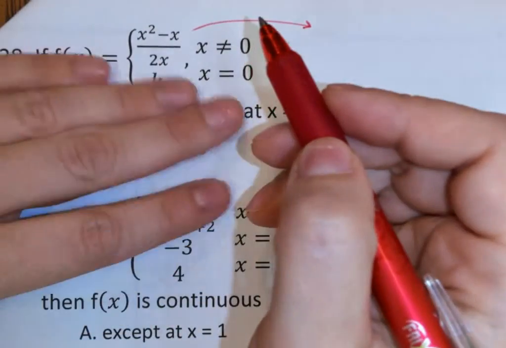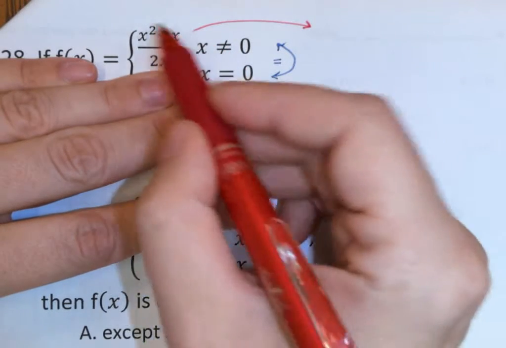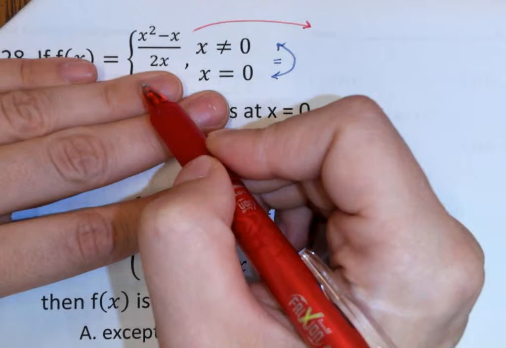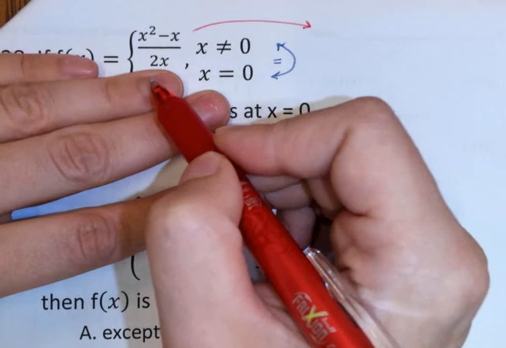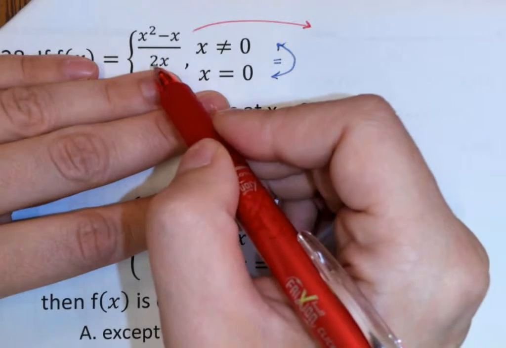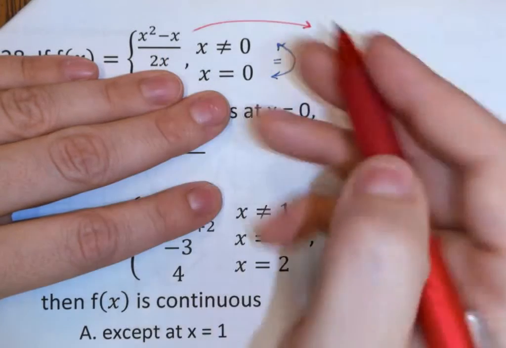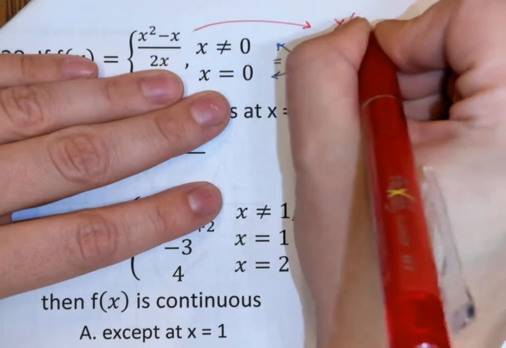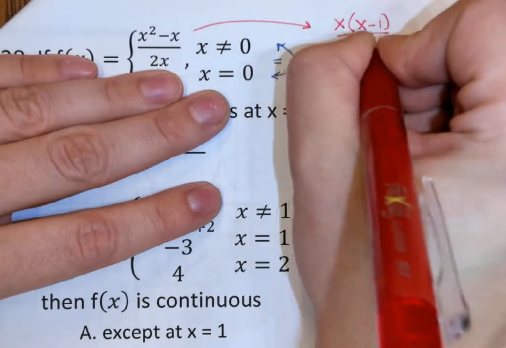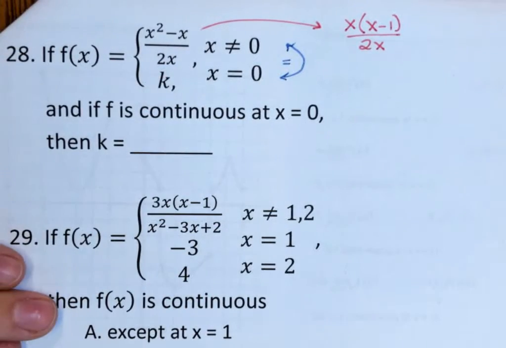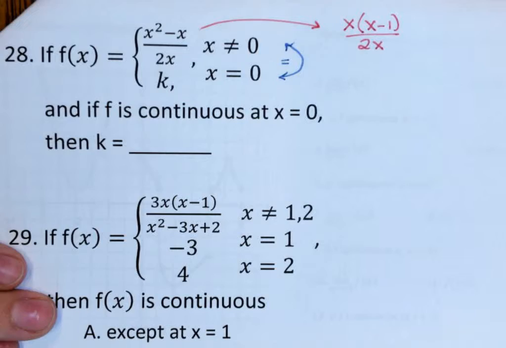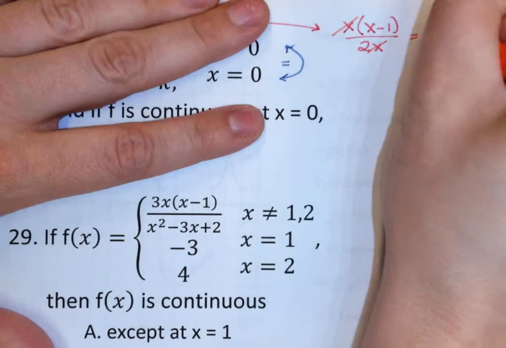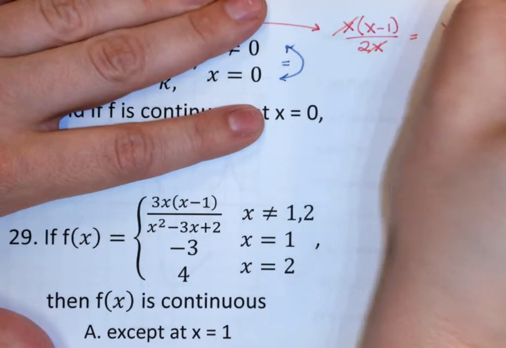What have we been doing before? How would we find the limit of that? What did we just do with all of these problems if you saw something like this? Factor. That factors to be x times x minus 1 over 2x. What's going to happen? Your x's cancel out. So I get x minus 1 over 2.